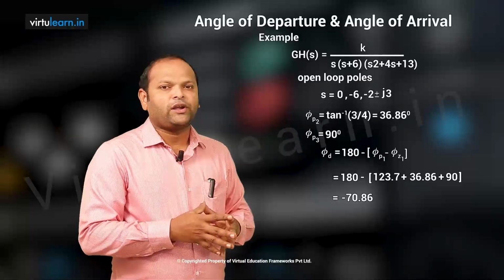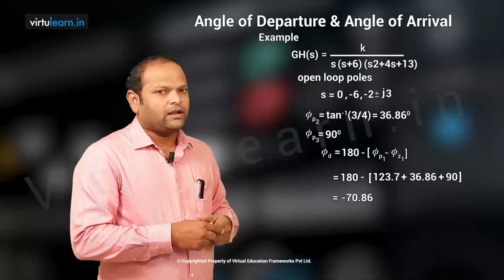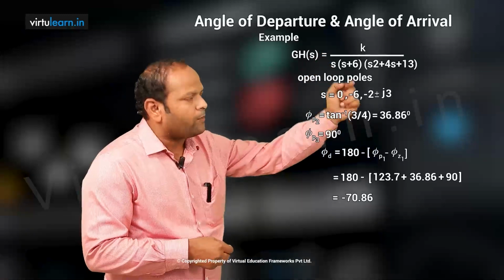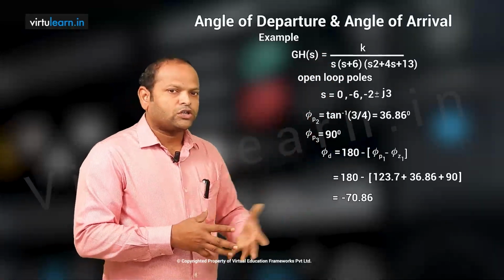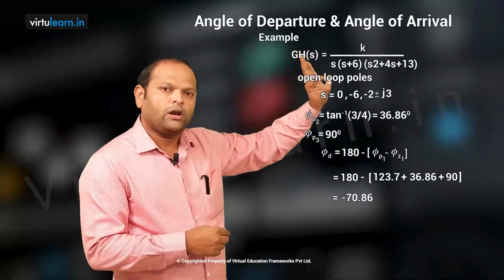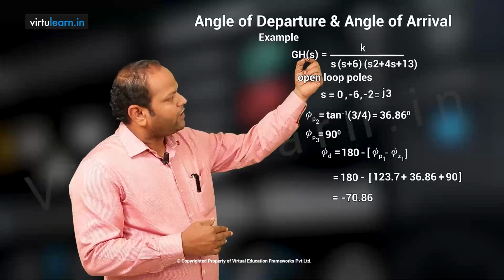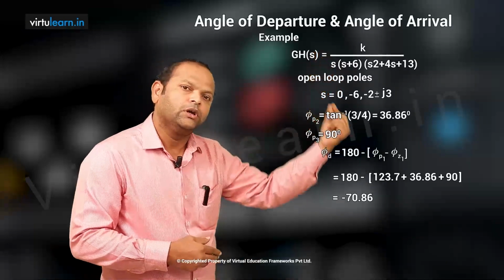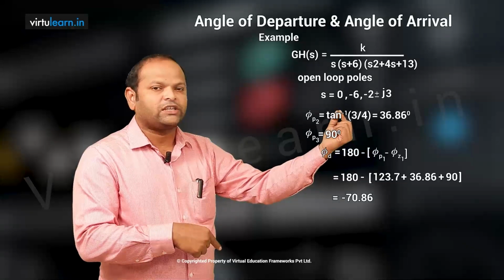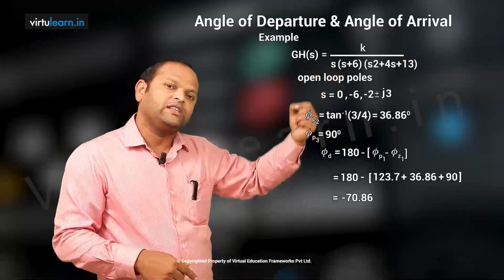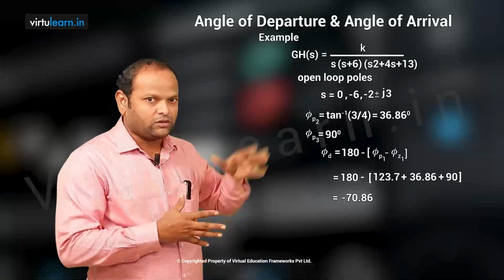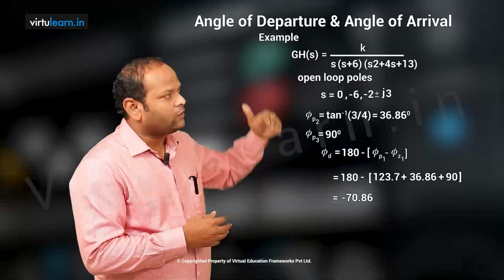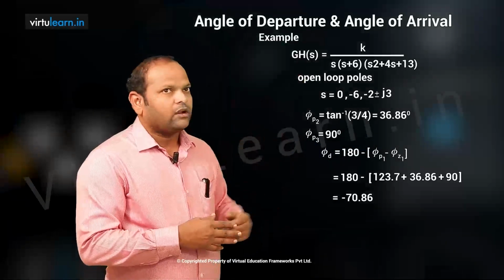So what is this minus 70.86? This is the angle at which your root locus branch will leave the complex pole. So what is a root locus branch? Basically, a root locus branch starts at a pole and ends at a zero or at infinity. When k is increasing, your closed loop pole has to move from this point in some direction, depending upon the zero location and the asymptote. So when it is coming out, at what angle is it coming? In this problem, the minus 2 plus j3 pole will take the angle of minus 70.86 while it is coming out of that particular complex pole.